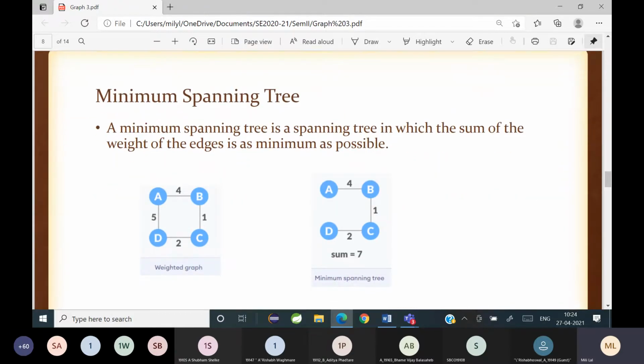Now you can see, in our problem statement they're talking about a weighted graph. Why is it a weighted graph?